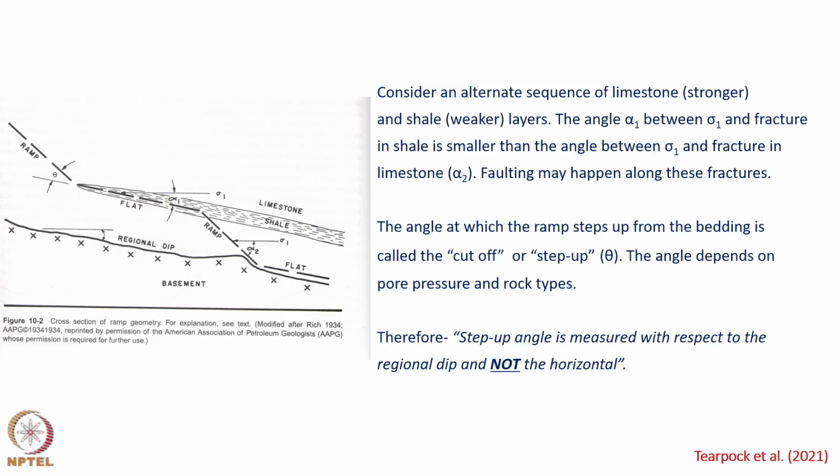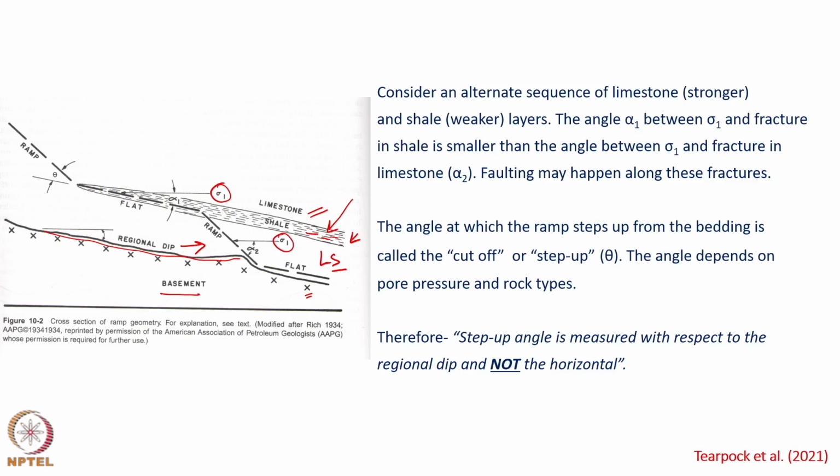I have referred to the terms ramp and flat, and we need to understand their relationship with the competency of the rock also. Consider there is a basement rock shown by these crosses, and the basement rock is showing a regional dip in this direction. Consider there is a limestone and shale alternation developed on the basement. Shale layer is showing bedding planes shown by these dashed lines. Suppose sigma 1 is the compressive stress that acts on this rock.